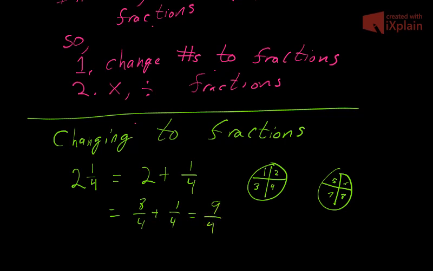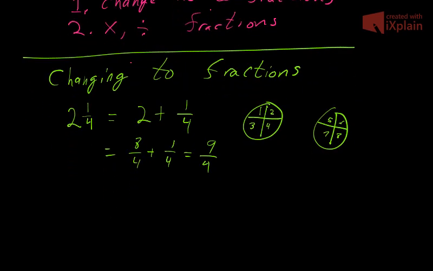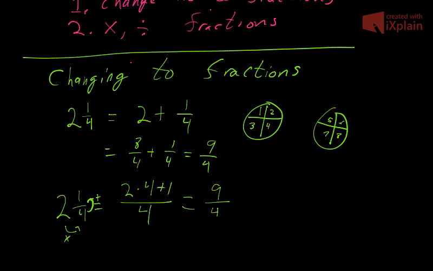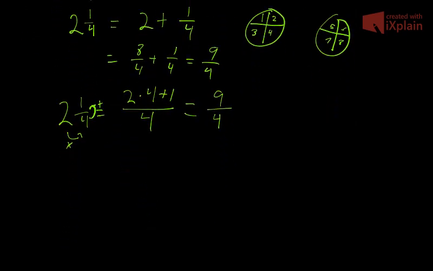And of course, there's going to be an easier way to do this than having to draw it out every time. So what I would normally do, 2 1/4 equals, I'm going to take the 2 and multiply by the 4, and I'm going to add that to the 1. So that's 2 times 4 plus 1, and we keep that over the 4. 2 times 4 is 8, plus 1 is 9. So we multiply the whole number by the denominator and add that to the numerator. We end up with 9 quarters, and that's something I can actually work with.